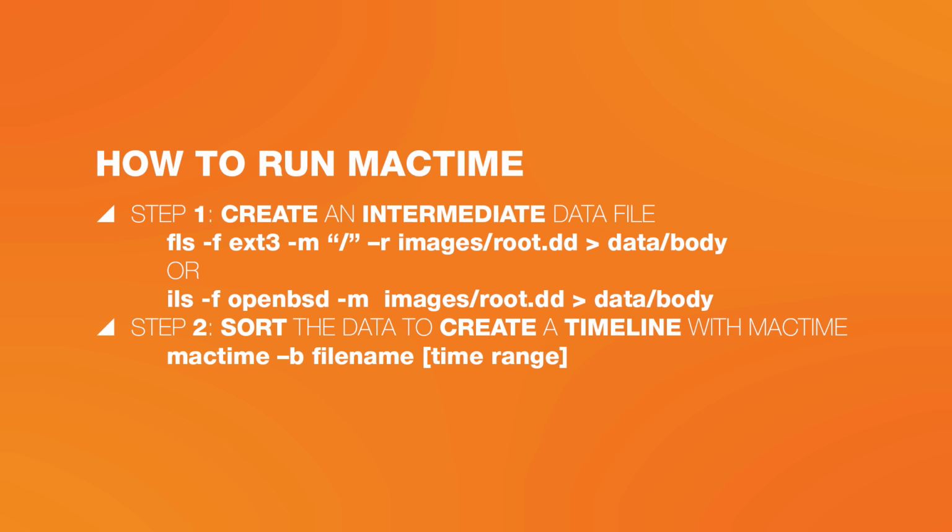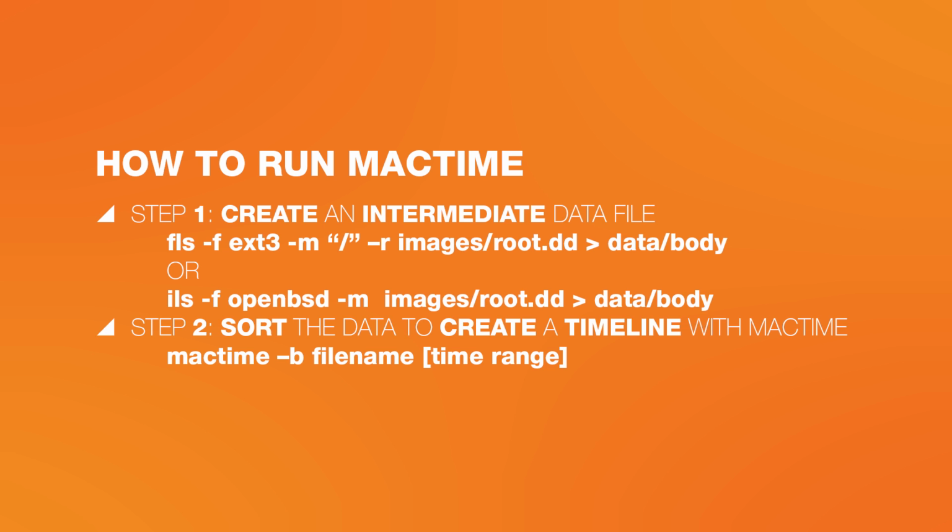In the fls command, the option -r is recursive. -m / instructs fls to display output in a MAC time input format with / as the mount point of the image. In the ils command, we use -m without / since the output from ils does not have file name information. Once we have the data file, we can run mactime to sort the files to create a timeline, focusing on dates and times.